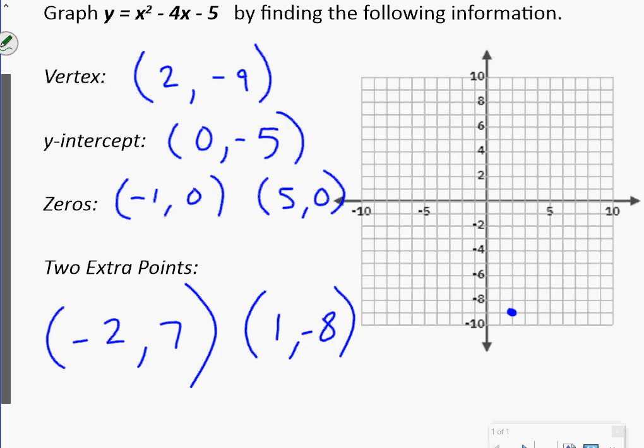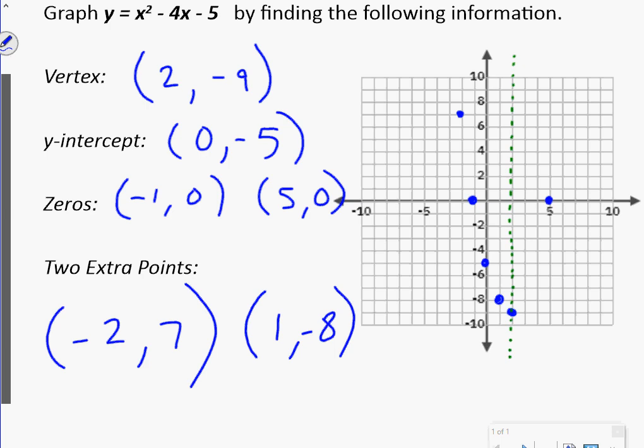That means my axis of symmetry, my AOS, is the vertical line that passes through the vertex. My graph should be symmetrical over that vertical line. We have our y-intercept of (0, -5), and our zeros at (-1, 0) and (5, 0). Then our two extra points were (-2, 7) and (1, -8).